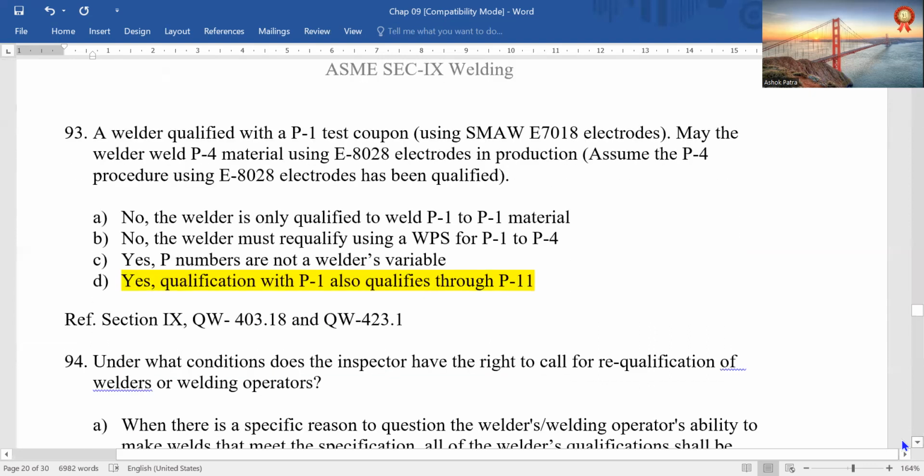A welder qualified with a P1 test coupon using SMAW E7018 electrodes. May the welder weld P4 material using E8028 electrodes in production? Assume the P4 procedure using E8028 electrodes has been qualified. Yes, qualification with P1 also qualifies through P11.